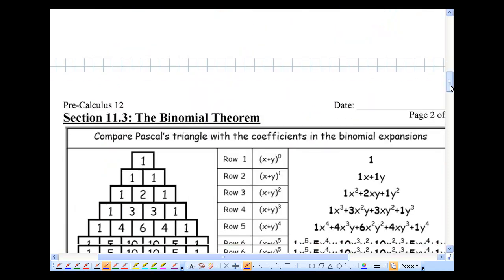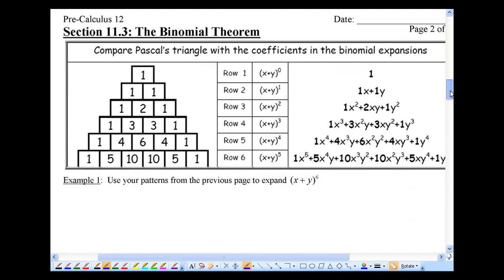So I want you to compare Pascal's triangle with the coefficients in the binomial expansion. And there you have it. X plus y to the power 1, 1 and 1, 1, 1. X plus y squared, all right, 1, 2, 1. Cubed, 1, 3, 3, 1. 4, 1, 4, 6, 4, 1. 5, 1, 5, 10, 10, 5, 1. Well, let's use our pattern now to try to expand x plus y to the power 6 without doing it the long way.